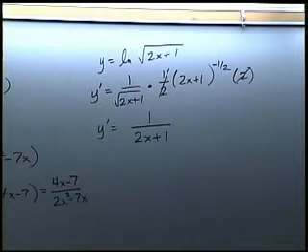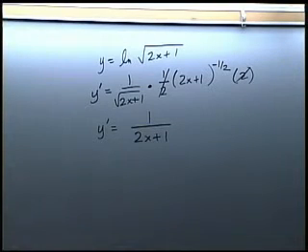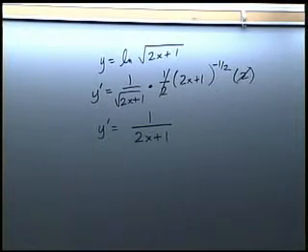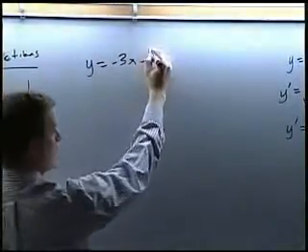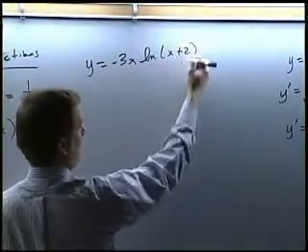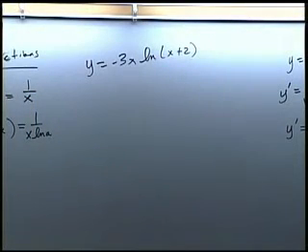What if we do this one next? Y equals negative 3x times the natural log of x plus 2. Now, the first thing that I hope you notice, what makes this problem a little different than some of the other ones? What do we have to use on this one that we haven't had to use before?